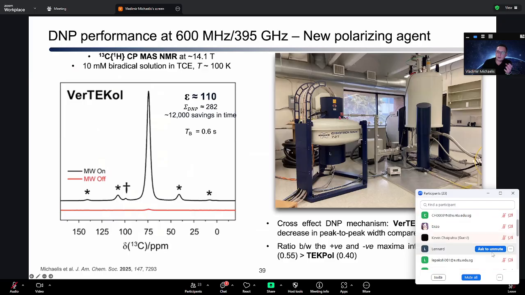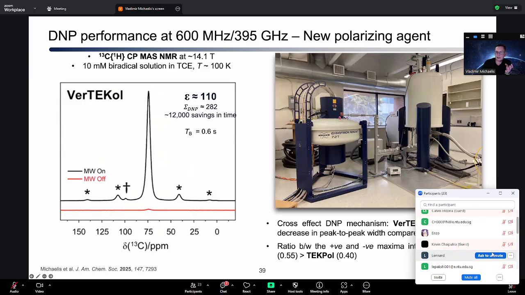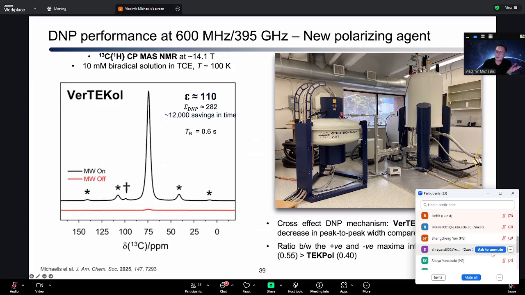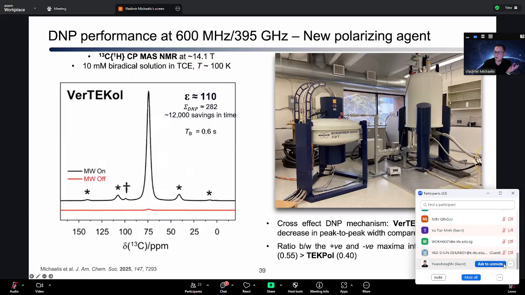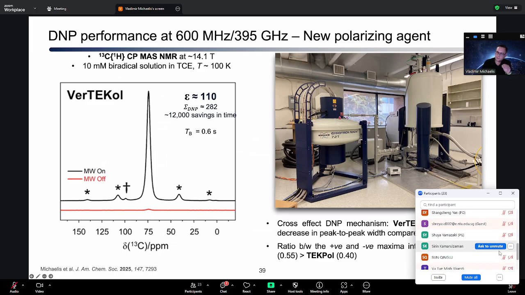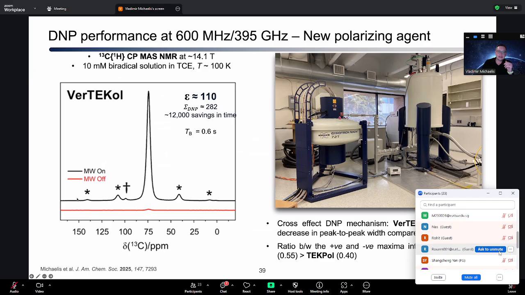Okay, this is our system here. This is what our setup is. This is our gyrotron magnet. Basically, there's a gyrotron tube inside this, and this is where the microwaves are created. The microwaves travel along this corrugated waveguide down here up into the NMR probe. The NMR probe is hooked up to this cooling system where the samples cool to about 100 K. And then we get these enhancements.